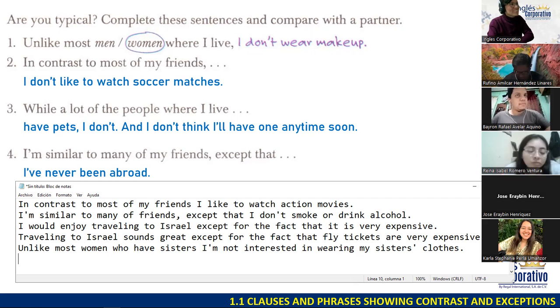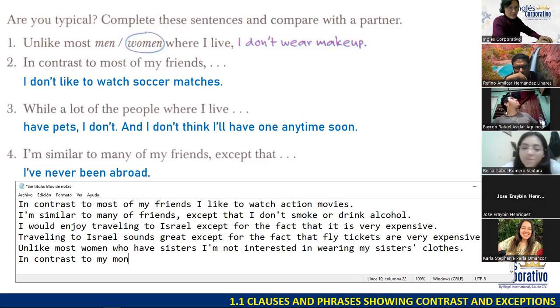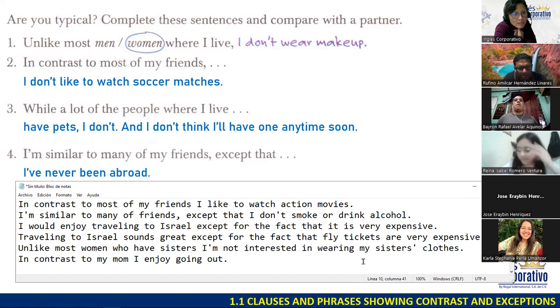Can I say another one? Yes, of course, Reina. Go ahead. So I have here, in contrast to my mom, I enjoy going out. I like going out, right? Is that what you said? No, I said I enjoy. Okay, I enjoy going out, right? I enjoy. No, perdón, solo le repetía lo que el cerebro me había registrado. I enjoy going out. Muy bien. You know what? Reina, in contrast to my mom, I enjoy going out. I will use a different one.